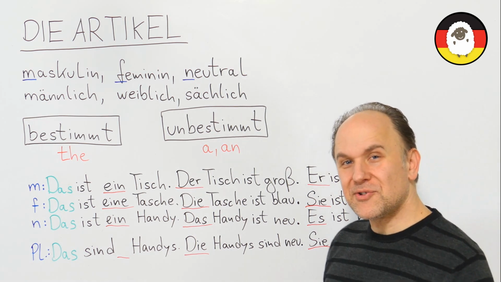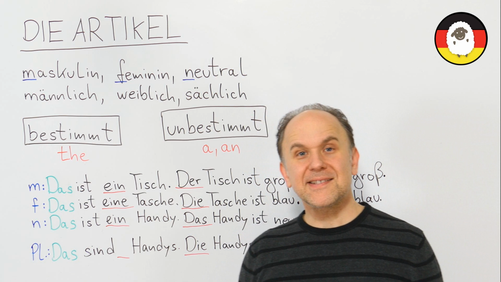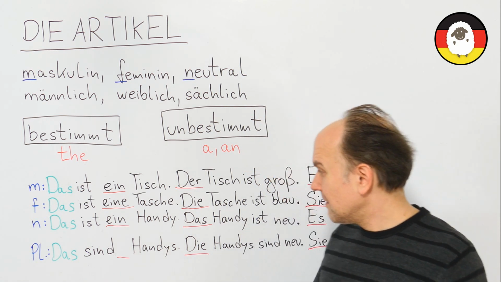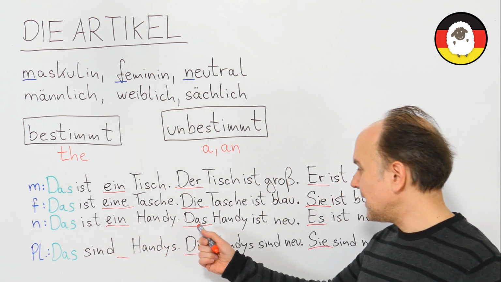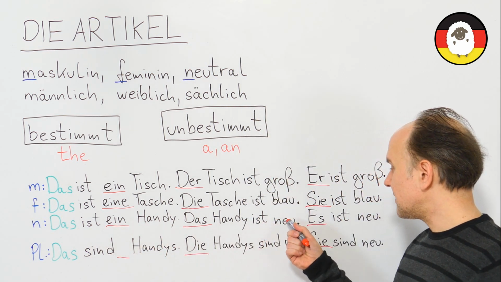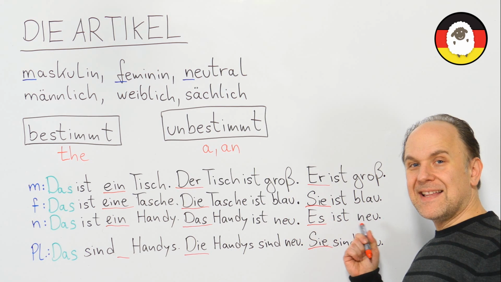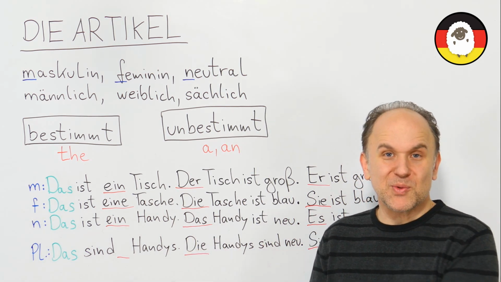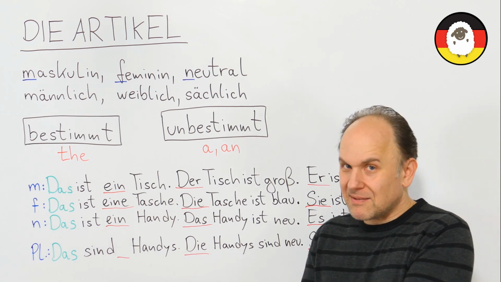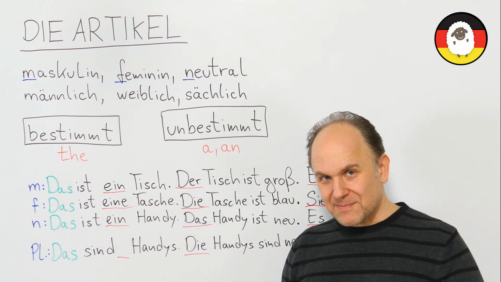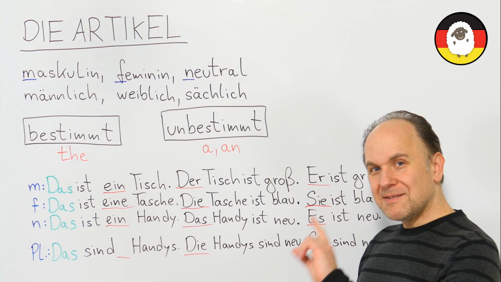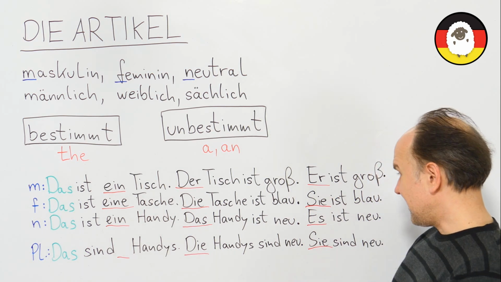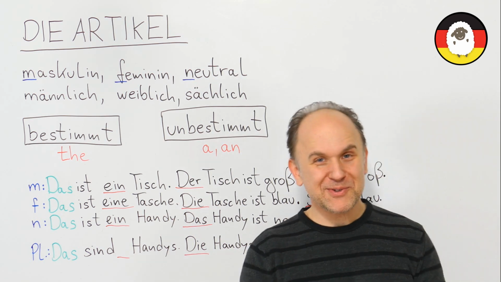For example, the German word for girl is das Mädchen. It's neuter. Das ist ein Mädchen. Das Mädchen ist nett. Es ist nett. Of course, many people will say sie ist nett because it's a woman. She's female. But grammatically correct is es ist nett because it's das Mädchen. Yes. Very nice. Welcome to the German language.